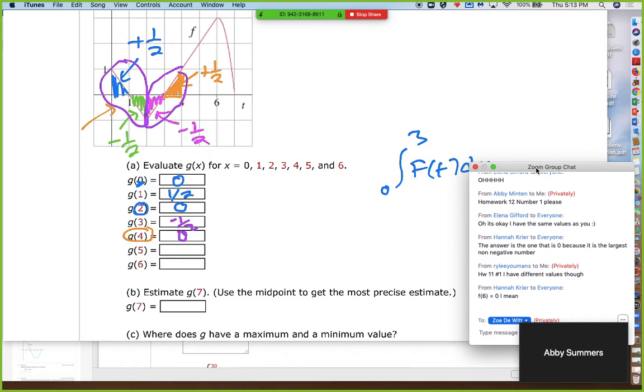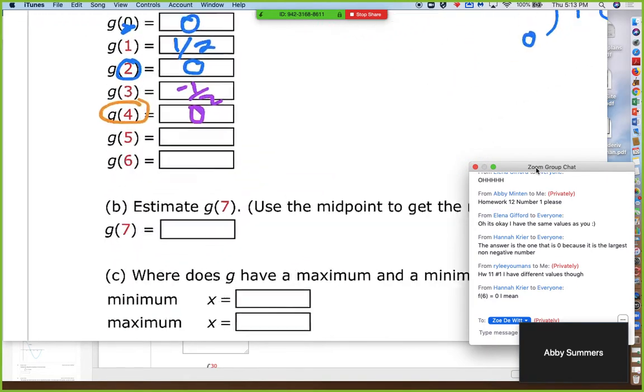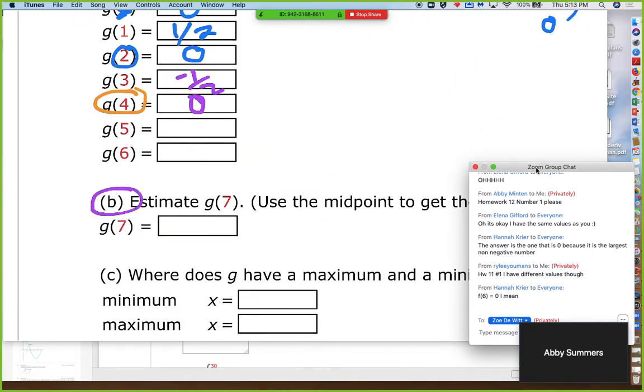It does say estimate using the midpoint, the most precise estimate. If that one really hangs you up, just let me know. Go ahead and skip it on there, and I'll help you out individually as you go. You could probably guess as you go. I didn't want to do that.